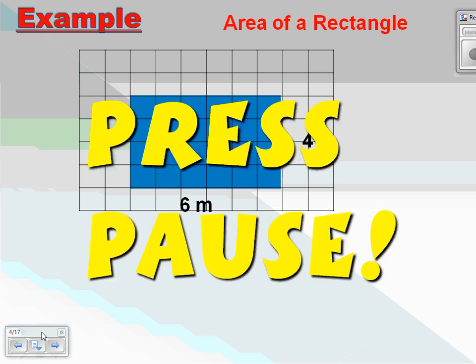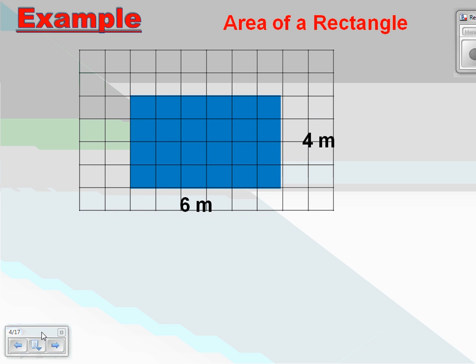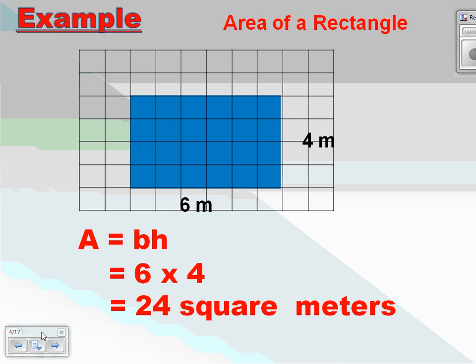Let's see if you guys got the right answer. So I know that the formula for area of a rectangle is base times height. I simply multiply the base of 6 times the height of 4, and I get 24 square meters as my answer. A short way of writing that is 24 meters squared. Remember, for area, it's measured in squares, and this is how we normally write it, 24 meters squared. All right, let's go on to the next slide.